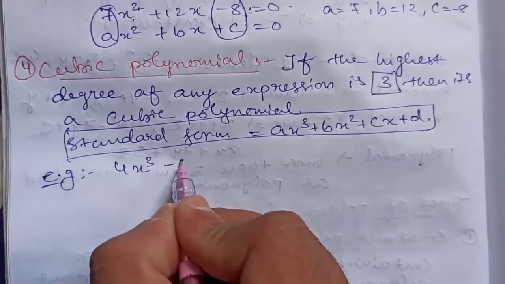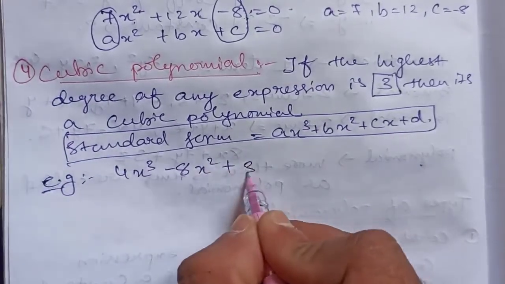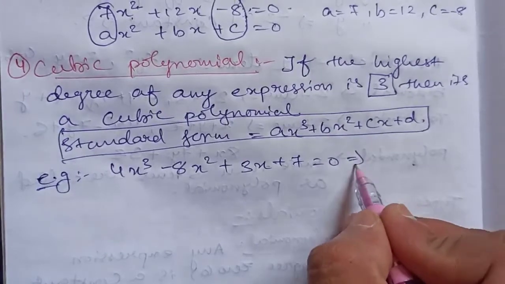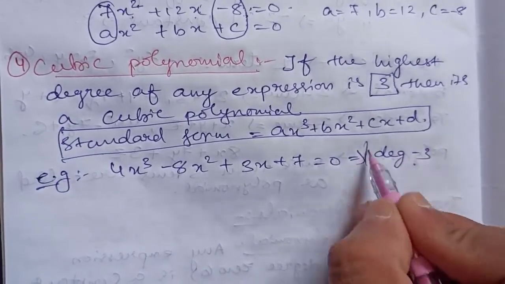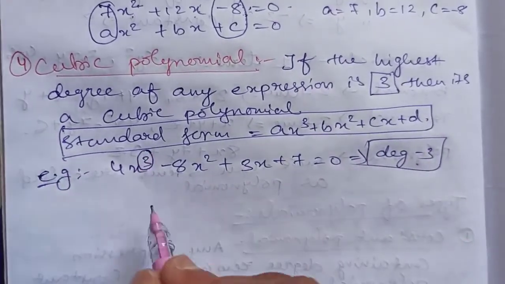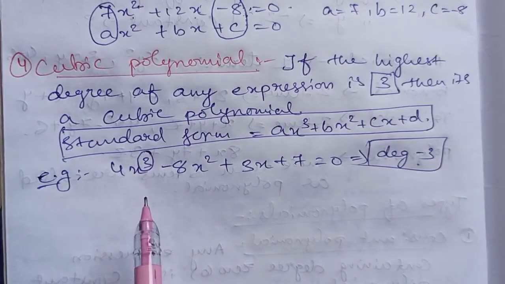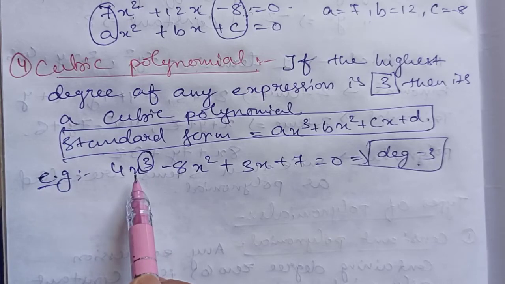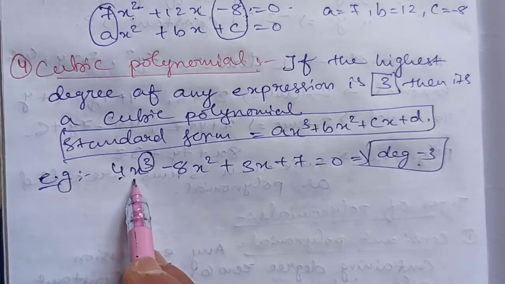4x cube minus 8x square plus 3x plus 7 equals to 0. Is it a cubic polynomial? Yes, because the degree is 3. Okay, the degree of the polynomial is 3. So you have to check the highest degree of polynomial. From there you can identify whether it is quadratic, cubic, linear or constant. Okay, what is 4? 4 is coefficient of x cube.